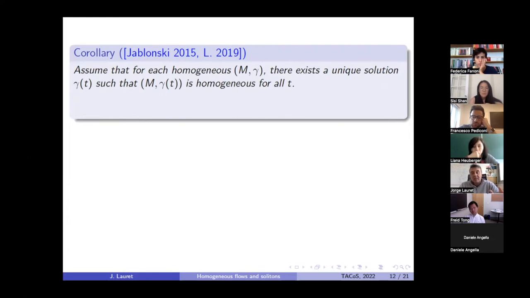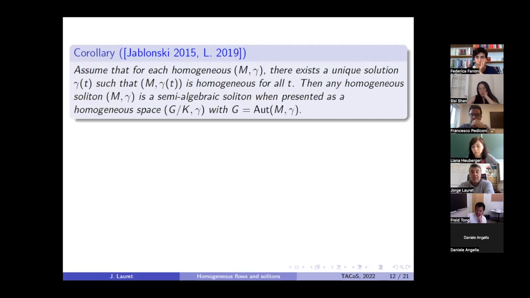Of course, all this makes sense if M is non-compact. Usually, if M is compact, you always get uniqueness. But the problem is when M is non-compact, that we can study in the homogeneous case perfectly, the non-compact case, but we don't get these general theorems about uniqueness. But okay, so if you assume that for the flow you have uniqueness for homogeneous, then any soliton is semi-algebraic, okay? Because the solution must be gamma of t.